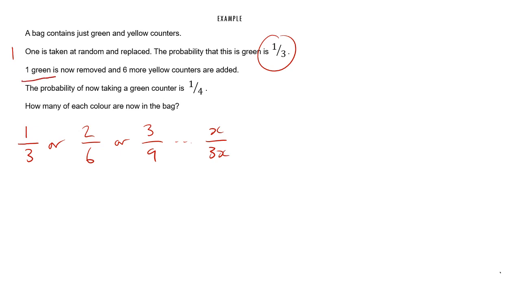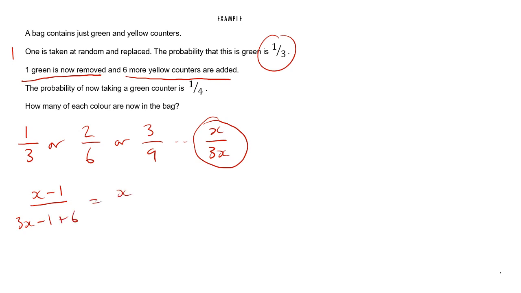Now, 1 green counter is removed and 6 more yellows are added. So at the start we had x over 3x. Now x represented the number of green counters. We've taken one of those away, so we've now got x take away 1 for our numerator. We had 3x in total. Now, a total number, we've taken away 1 green, but we've added 6 more yellows, so we can tidy this up to get this equation for the counters now.